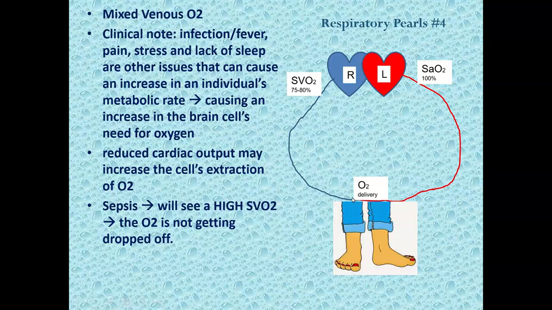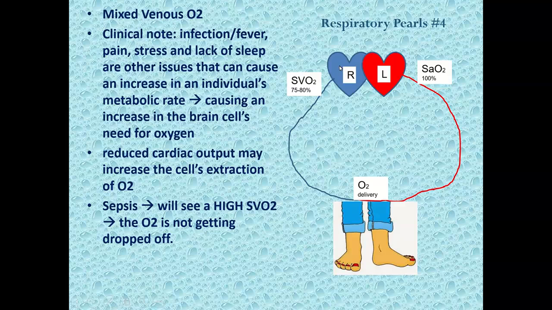And then the UPS truck says it's time to head back to home base, and it goes back to the right side of the heart. And so by the time it gets back to the right side of the heart, if it had started out with 100 packages, it should actually have 75 to 80 packages left in the truck by the time it makes its way back to the right heart. Wow, that doesn't seem like much.